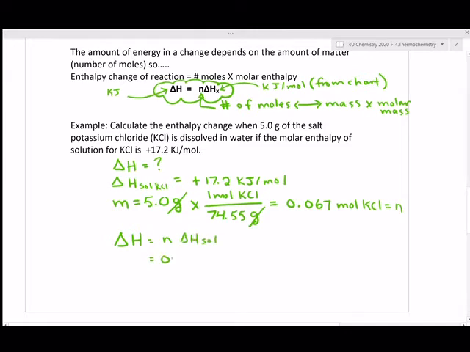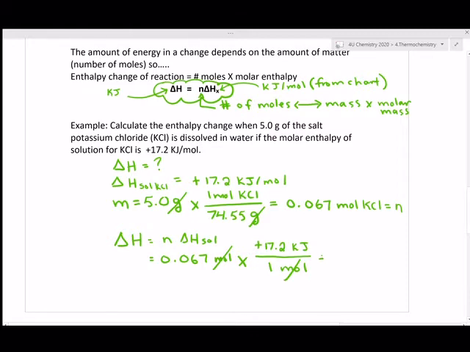So 0.067 moles times a positive 17.2 kilojoules per mole. Actually, I'm going to write that differently, just to be more like how we always did it in grade 11. So my kilojoules on top, my 1 mole on the bottom. Okay, just so we remember that they cancel out.